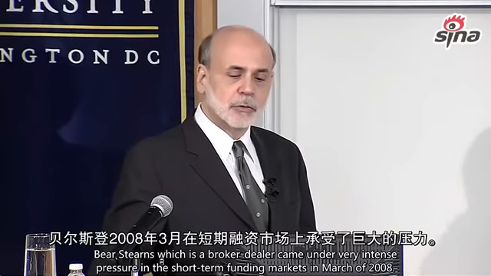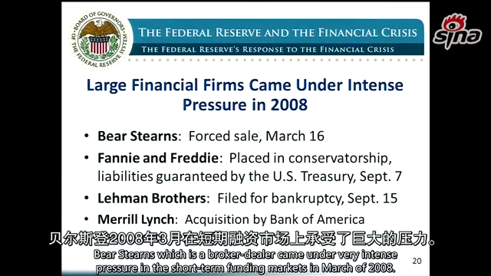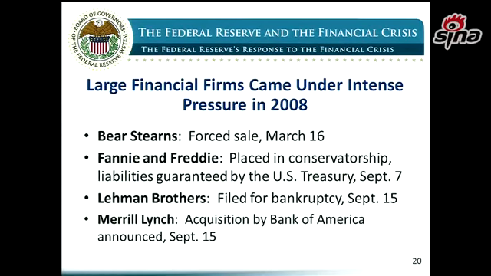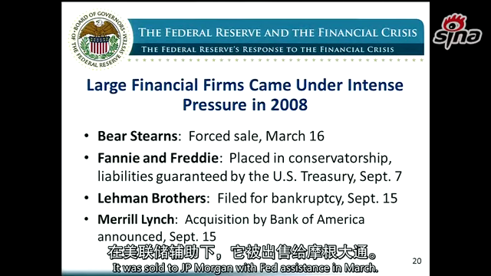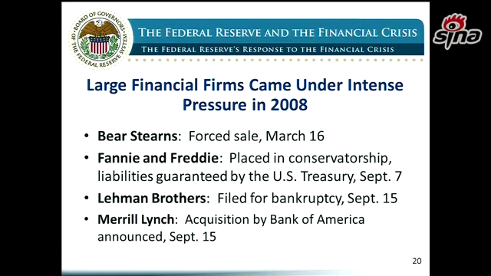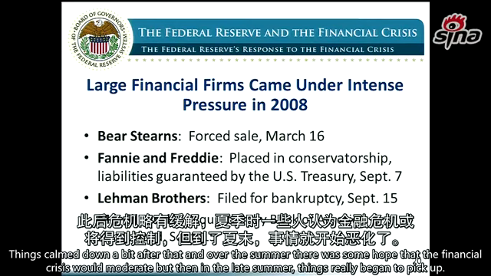Bear Stearns, which was a broker-dealer, came under very intense pressure in the short-term funding markets in March of 2008. It was sold to JP Morgan with Fed assistance in March. Things calmed down a bit after that, and over the summer there was some hope that the financial crisis would moderate, but then in the late summer things really began to pick up.